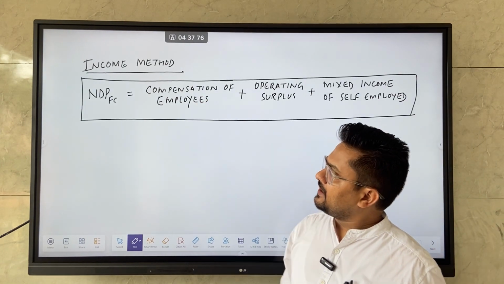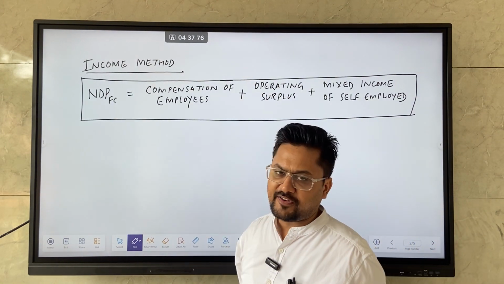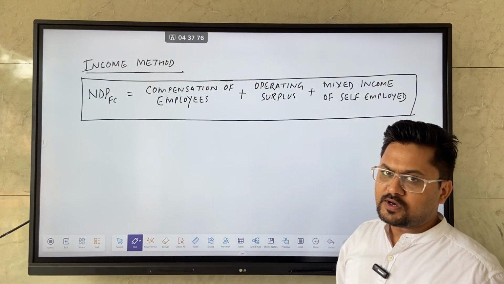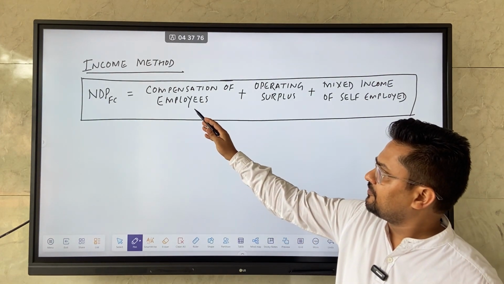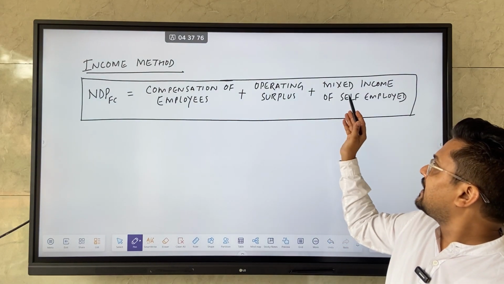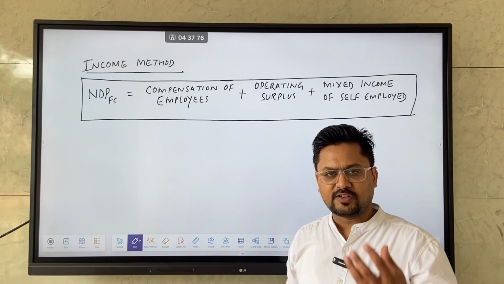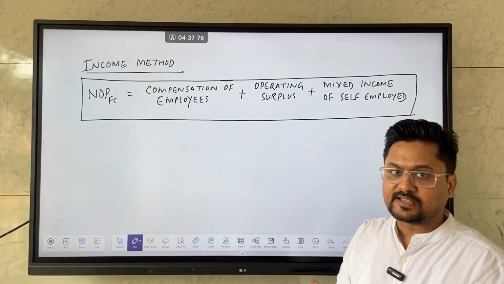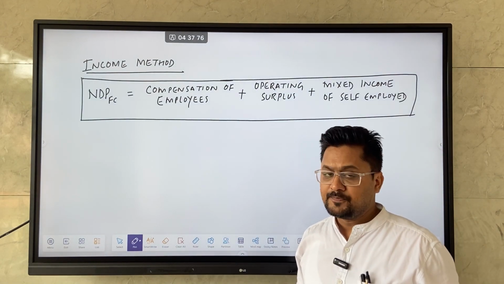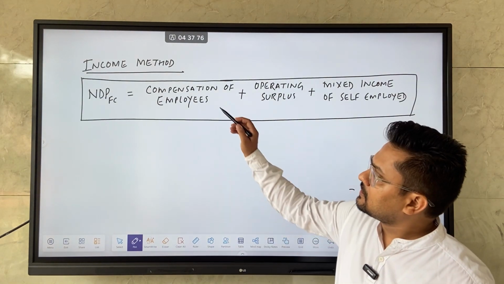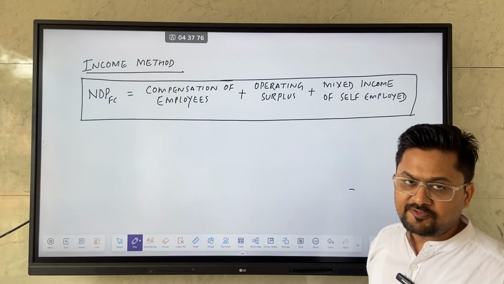So in the income method we have three main components to arrive at NDP at factor cost. This means we need three values, that is compensation of employees, operating surplus and mixed income of self-employed. On adding these three components we get NDP at factor cost. We are going to study in detail the sub-components of compensation of employees, operating surplus and mixed income of self-employed, right?